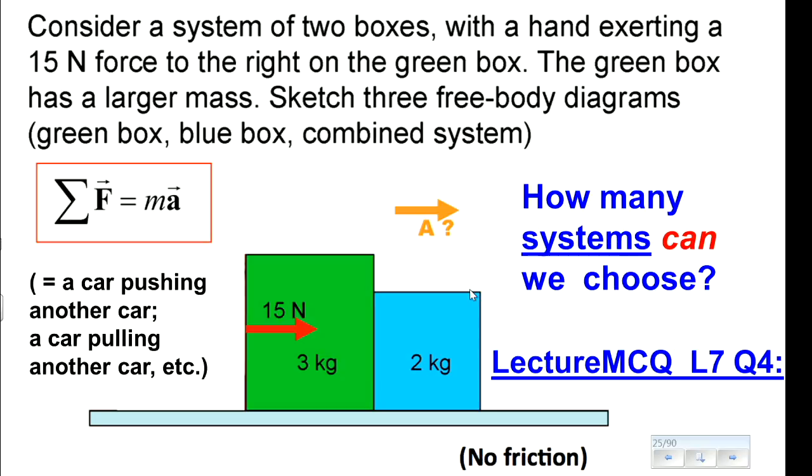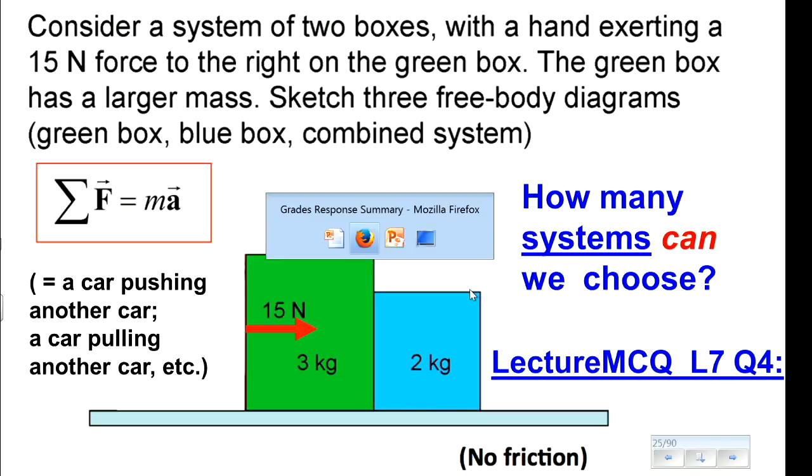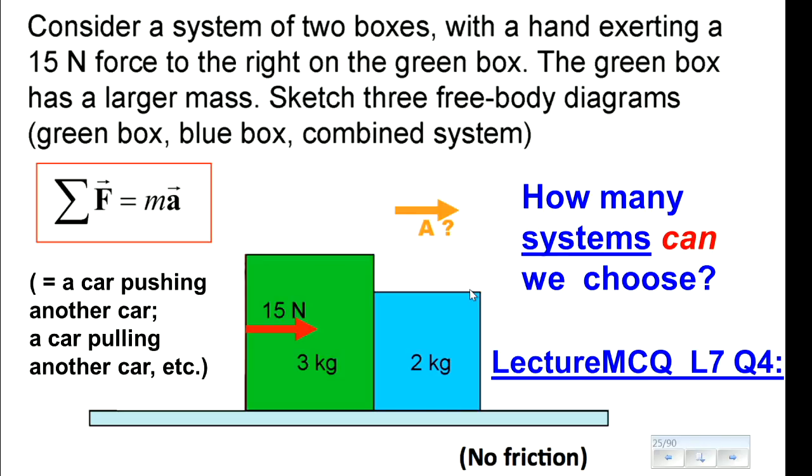If you want to solve a problem related to forces, we have to write Newton's second law. But to write Newton's second law, we have to choose the object for which we're writing that law. And here, how many different objects of your interest, which we call a system, how many can we choose?